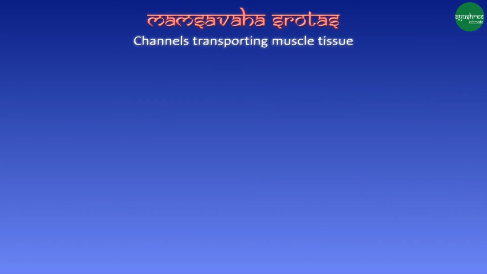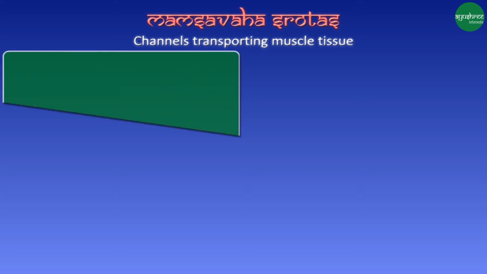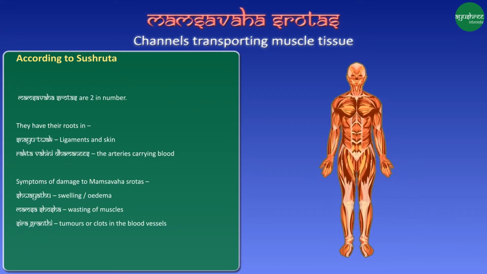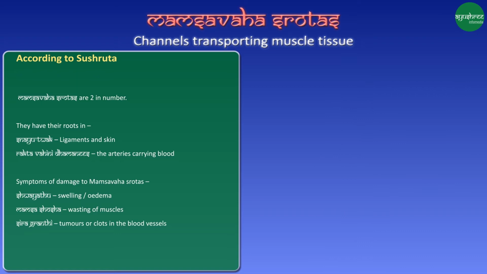Now we shall continue our discussion from the next type of Srotas, that is Mansavah Srotas, which means channels transporting muscle tissue. According to Sushruta, Mansavah Srotas are two in number. They have their roots in Snayuttvak, that is ligaments and skin, and Raktavahini Dhamnis, that is the arteries carrying blood. Symptoms of damage to Mansavah Srotas are swelling or edema, wasting of muscles, tumors or clots in the blood vessels.